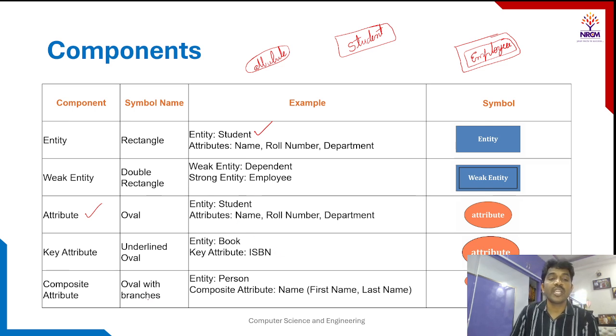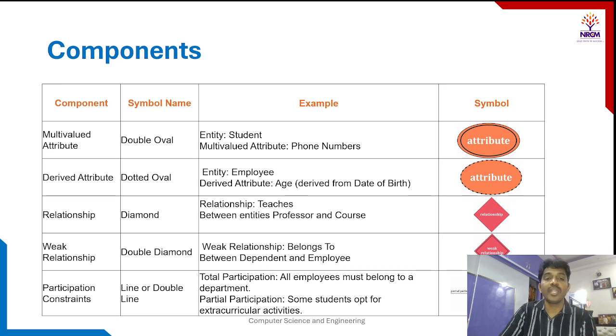Coming to the composite attribute. An attribute contains more than one value, so the attribute contains branches. For example, the name attribute. Name contains more than one part: first name and last name. These are sub-attributes. When an attribute contains sub-attributes, we call it a composite attribute.